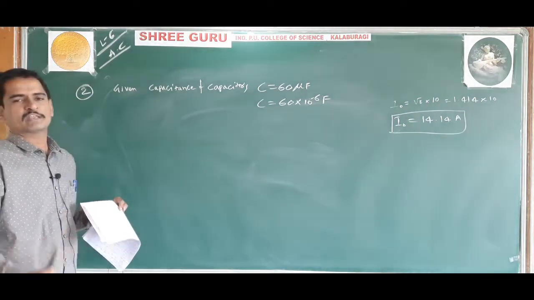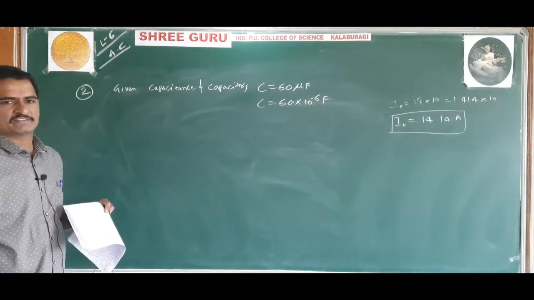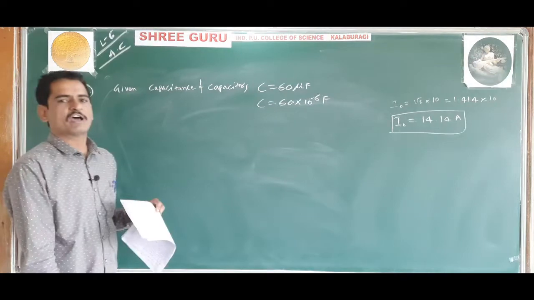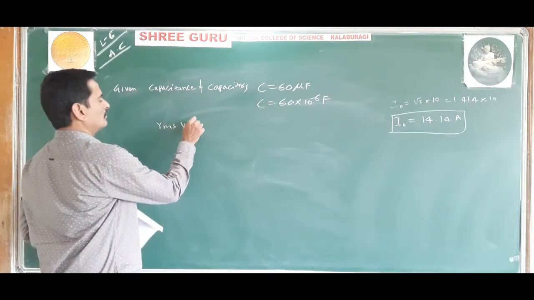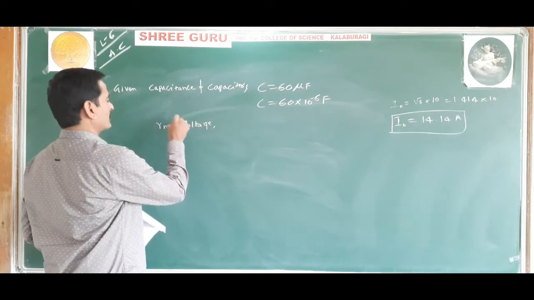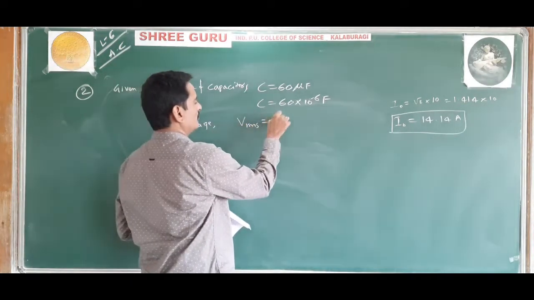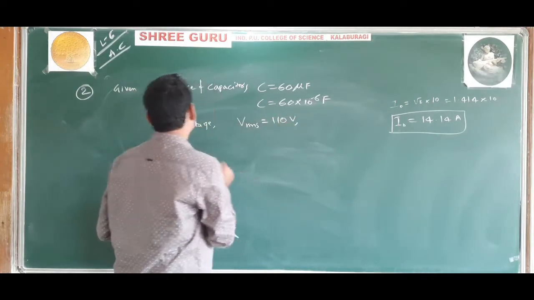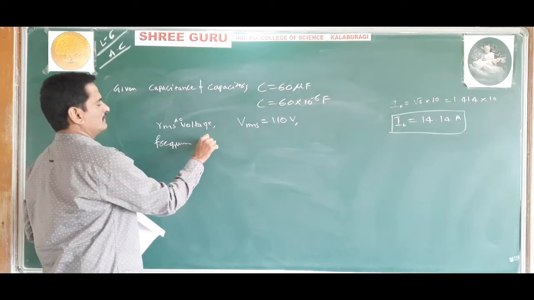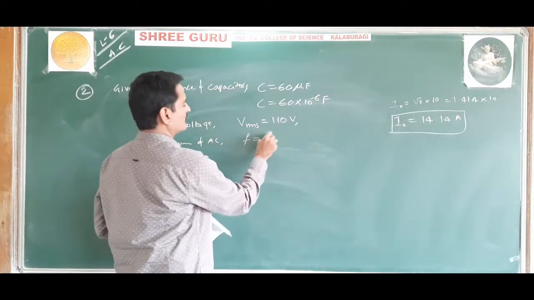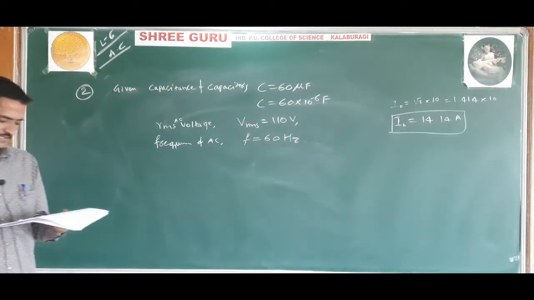So whatever the voltage or potential difference they give for the AC supply, that will be nothing but the RMS value of voltage. So that is RMS AC voltage, VRMS is equal to 110 volt, and the frequency of AC is given as 60 hertz. It is given in the question.